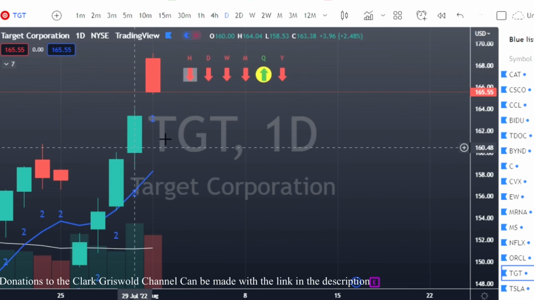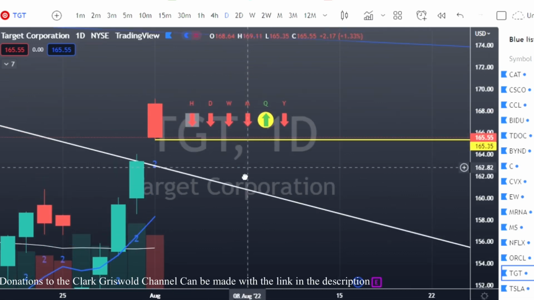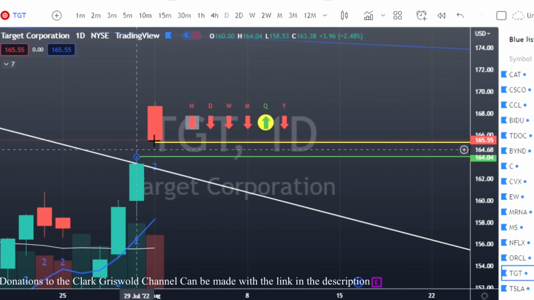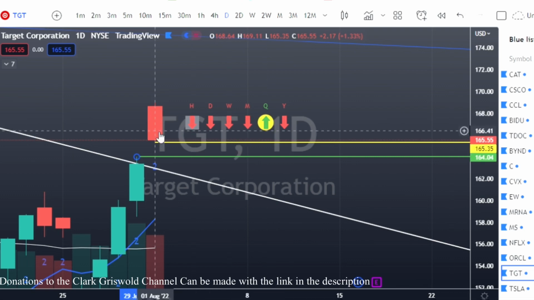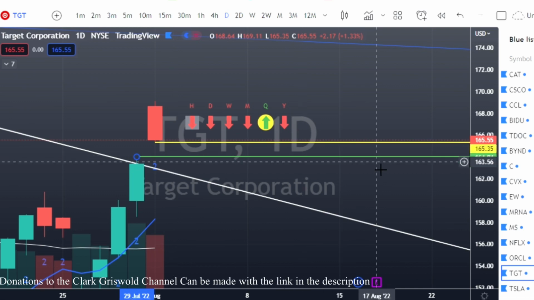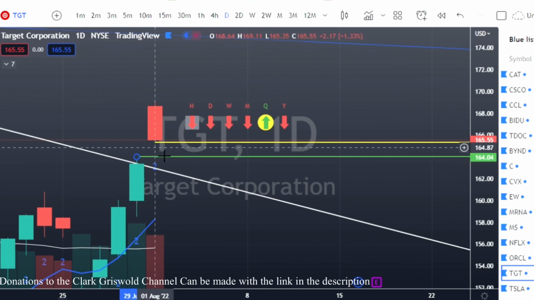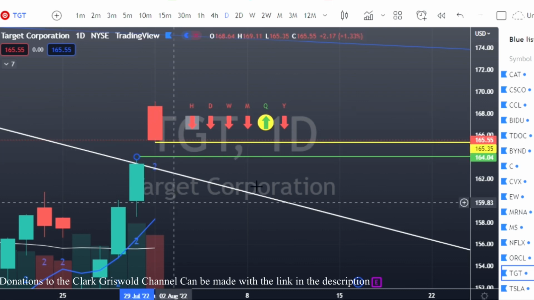TGT, target had a 2 up red. We had this gap. And what happens when we have a gap? We usually have to fill that gap. Now, this may not happen tomorrow, but we have a 2 up that finished red. Okay, so probabilities are telling me this is going to continue to trend down. We can take puts at 165.35. First target is the top of that gap candle, right, filling this space. That's our first target on target, TGT.